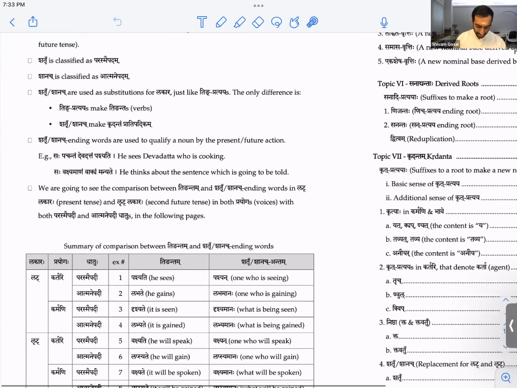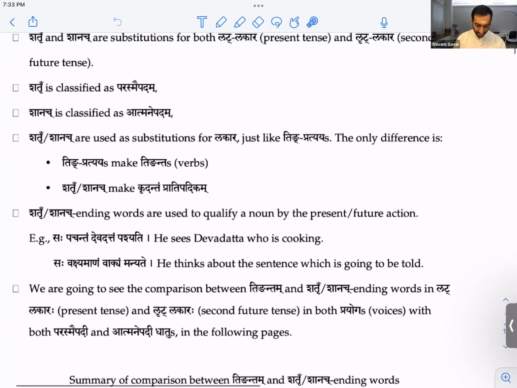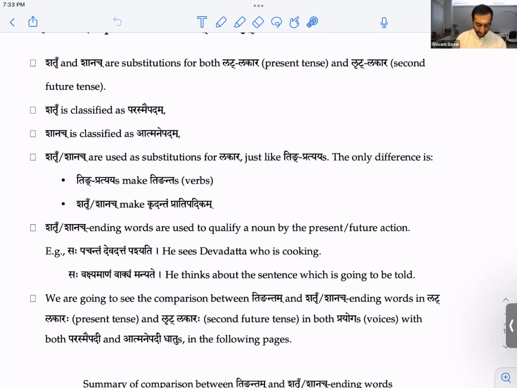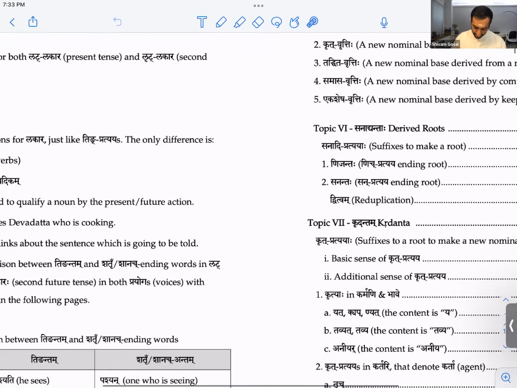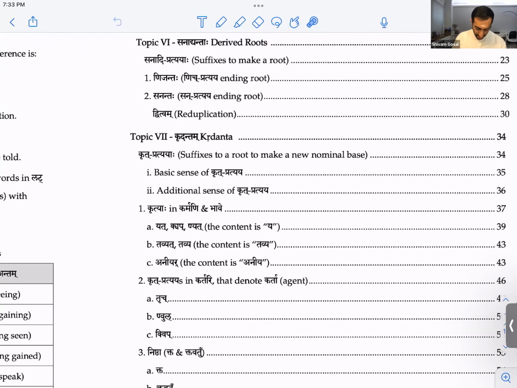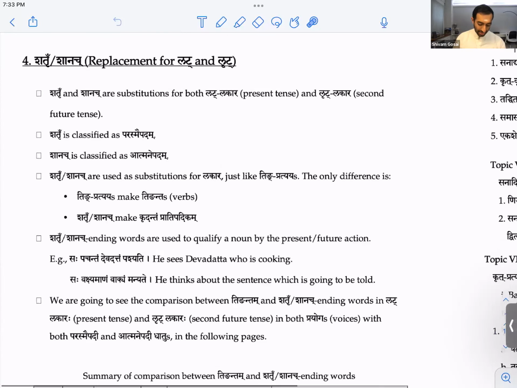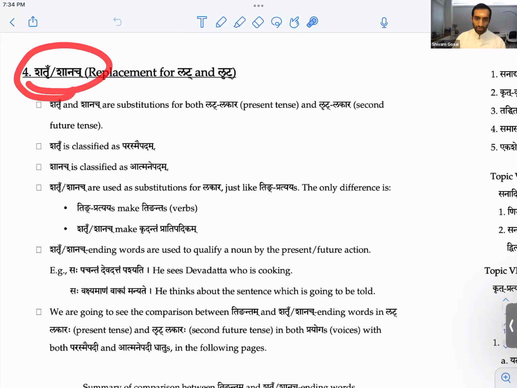We've looked a little bit at Kṛdanta, and just as a quick review, Kṛdanta and Śānac are two suffixes. The pratyayas that we're looking at are suffixes. Krit pratyayas are suffixes. We add them to a dhatu and make a new pratipadika, right? So we're adding Shatru and Śānac to dhatus, and we're making new pratipadikas.